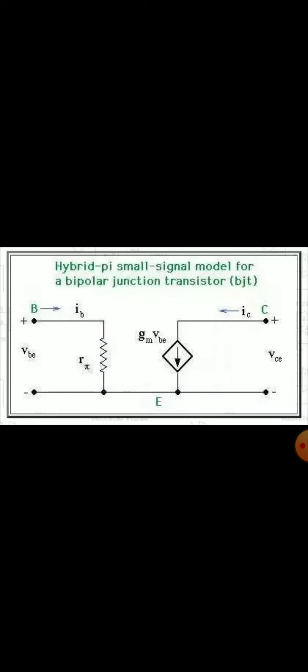So finally, the output resistance, referred to as RCE. It is the output resistance. It is the result of the Early effect. It is up to 8 kilo ohms.